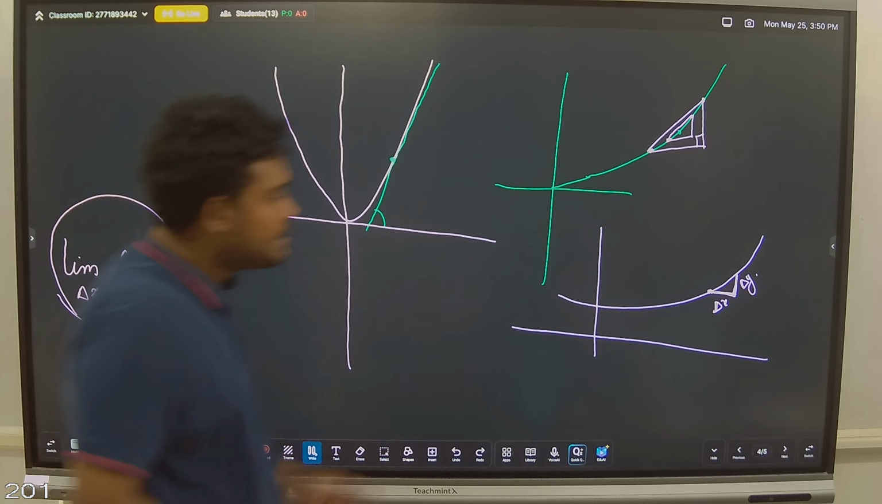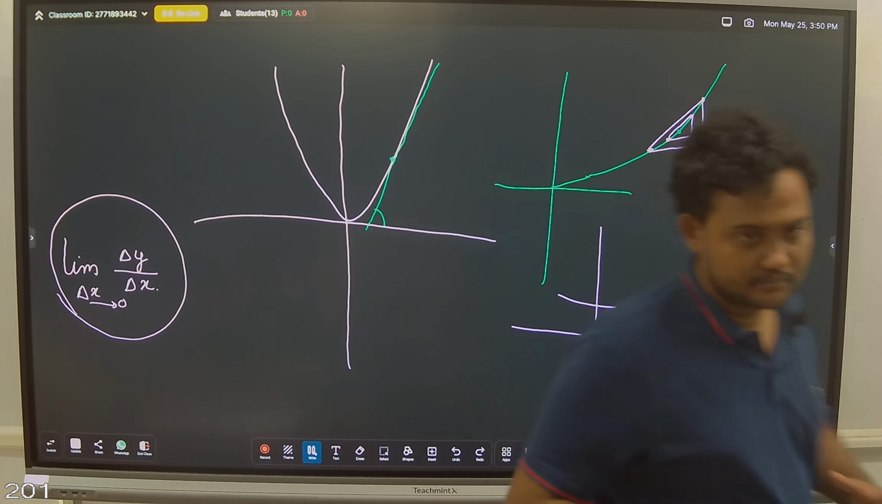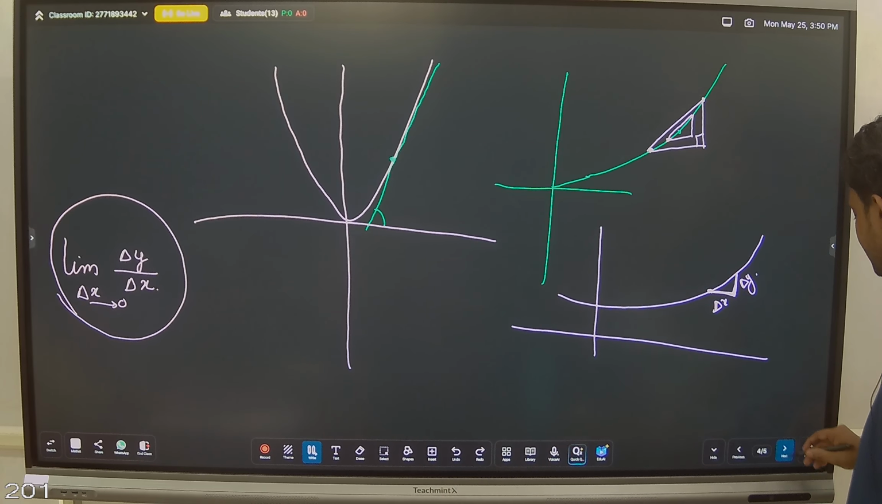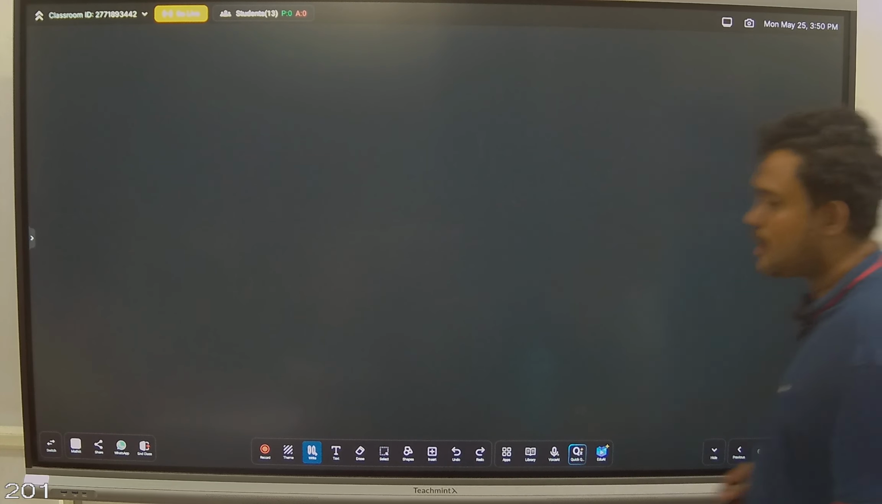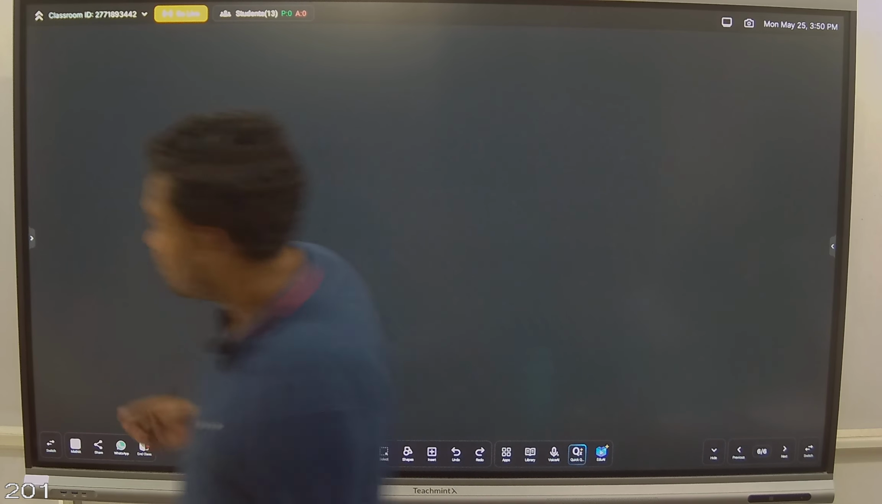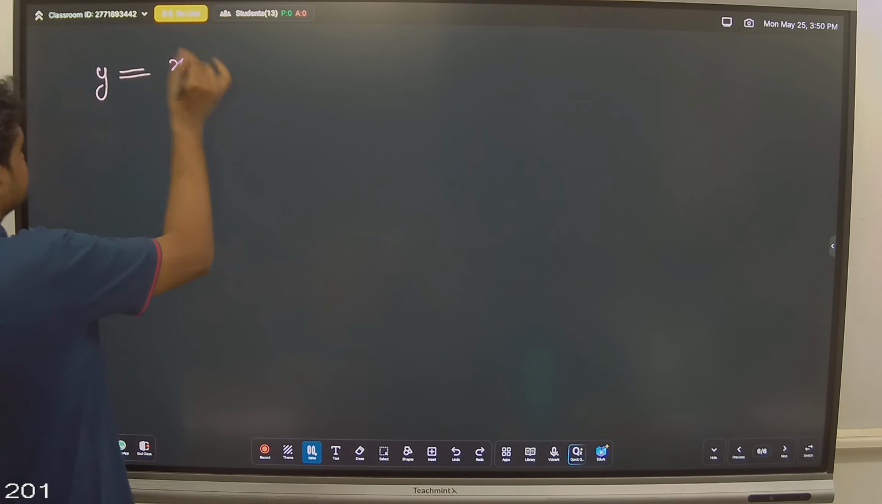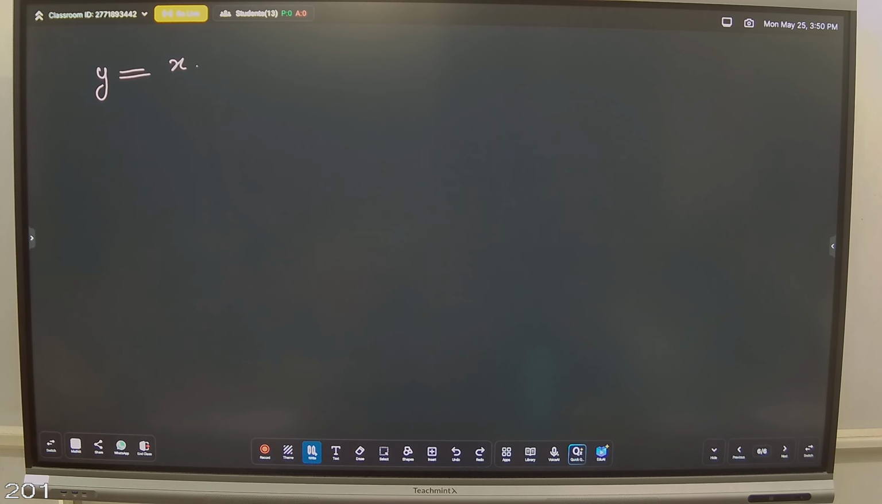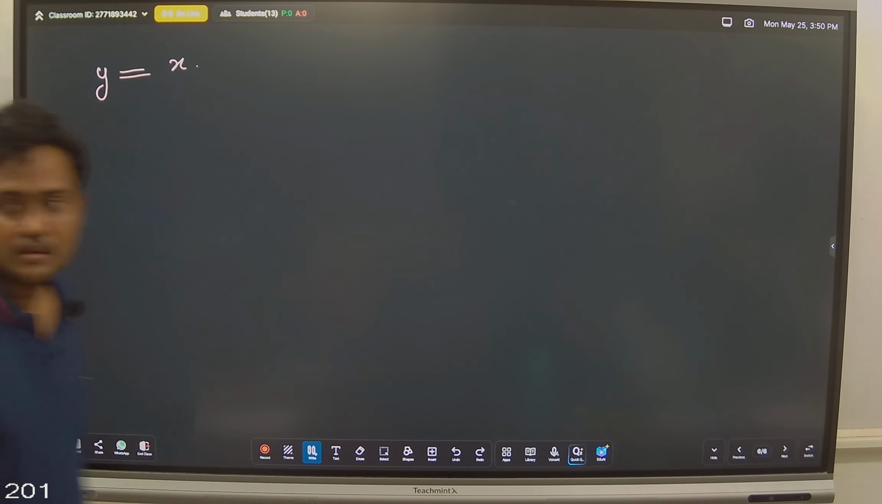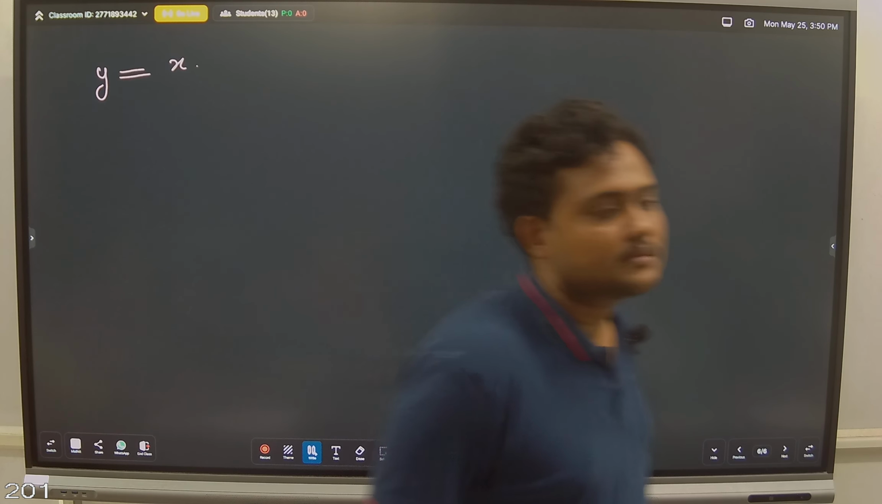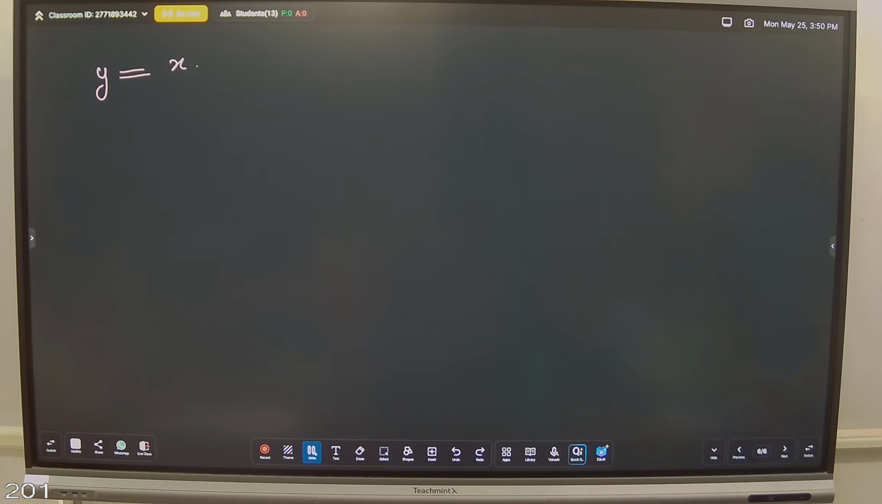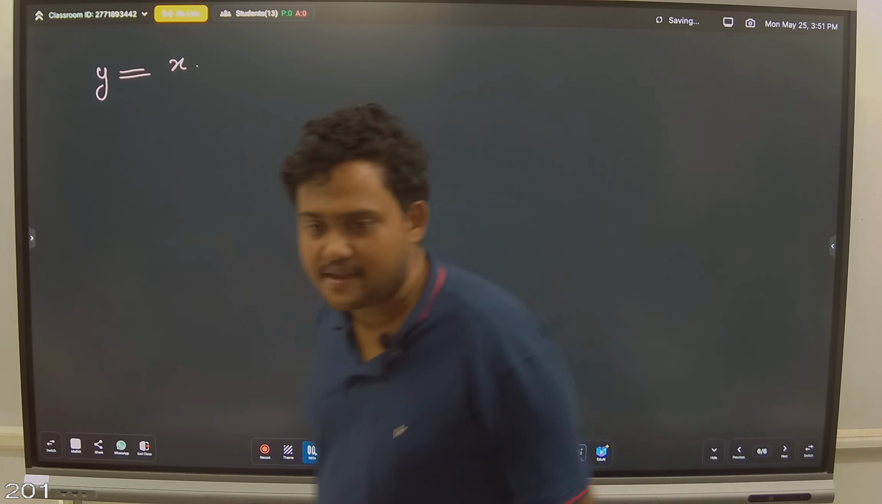Okay, I will demonstrate using an example. Let us try to calculate the slope as a function of x for the expression y equal to x. What is the slope here, by the way? It's 1. You already know, it's a straight line, right?